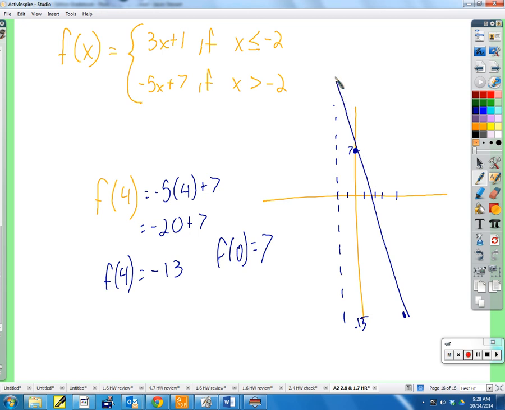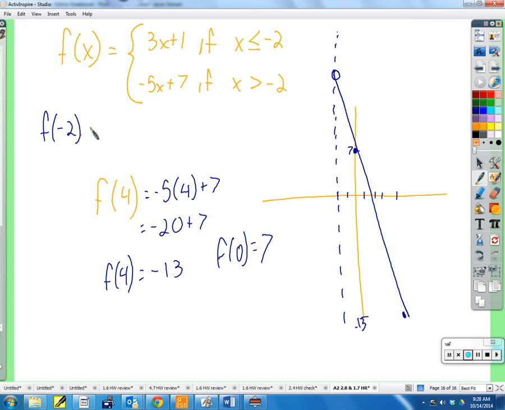But then when I get here to x is negative 2, it switches to the other function, right? Make sense? It switches over to the other function. So I'll give myself a little open circle. Why an open circle at that part of the graph? It's not equal to negative 2. When x is negative 2, we'll use this function.